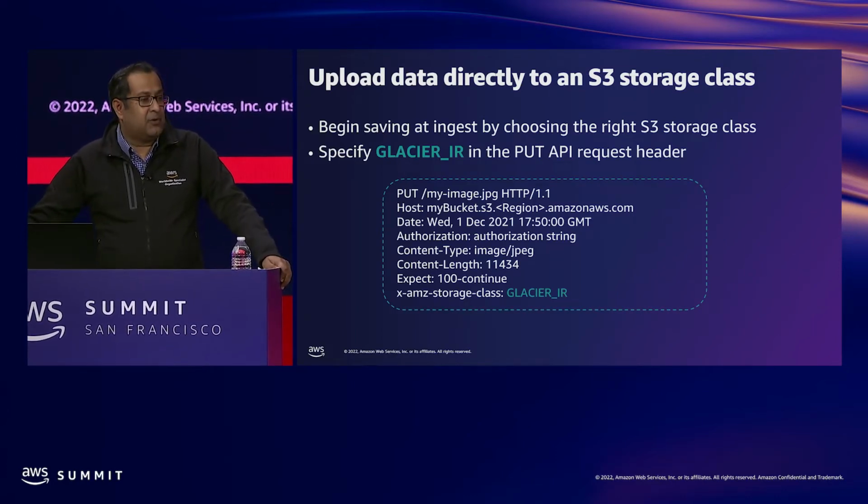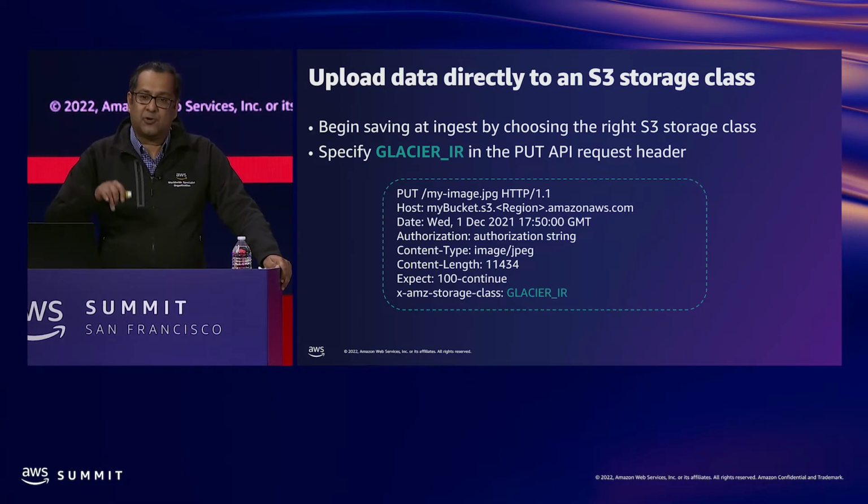In this one, you actually specify the storage class to be glacier_IR, which is Glacier Instant Retrieval, and the data will land directly in the right storage class, saving you money right from the get-go. You don't have to think about tearing it down. So if you know already that your data is cold, you're not going to access it more than 3 to 4 times a year, put it directly in the right storage class.